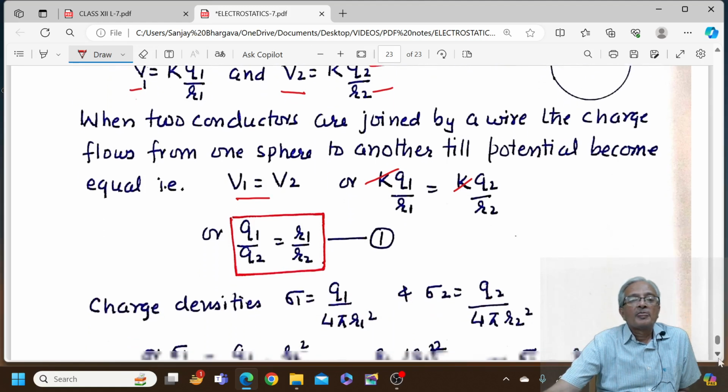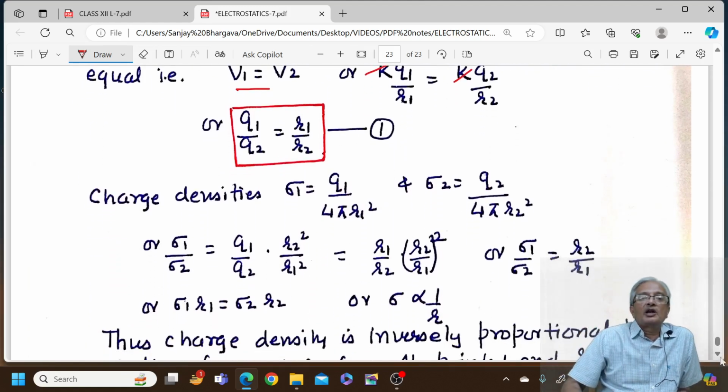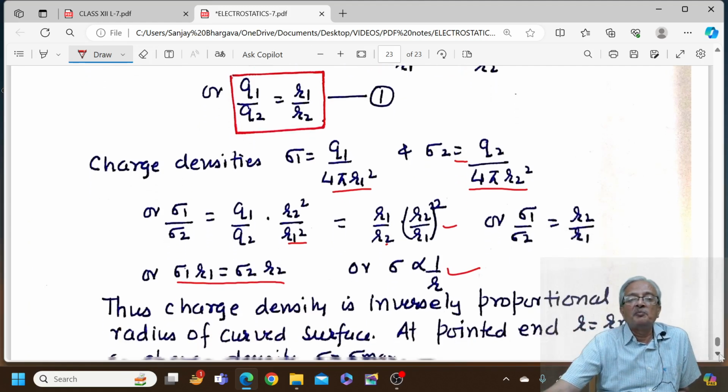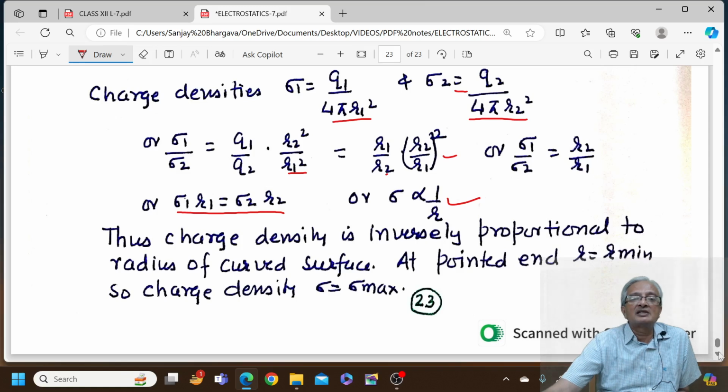Now what happens? Charge density sigma 1 would be Q1 upon 4 pi R1 squared, and sigma 2 would be Q2 upon 4 pi R2 squared. Sigma 1 upon sigma 2 would be Q1 upon Q2 into R2 squared upon R1 squared. So R1 by R2 into R2 by R1 whole squared. So sigma 1 upon sigma 2 would be R2 by R1, or sigma 1 R1 would be sigma 2 R2, or sigma is inversely proportional to R. What happens at the pointed end? R would be minimum, and therefore the charge density would be maximum. This shows that charge density is maximum at the pointed end of the conductor.